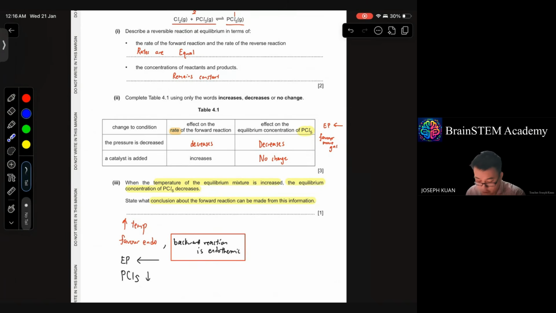Of course, this question asks about the forward reaction. So let us do that. It means that the forward reaction is exothermic.